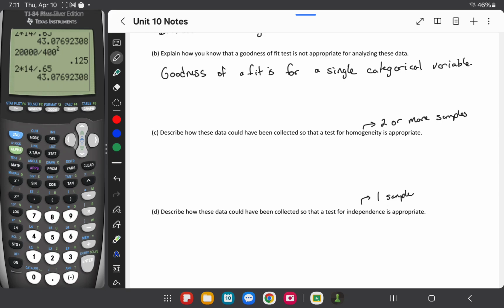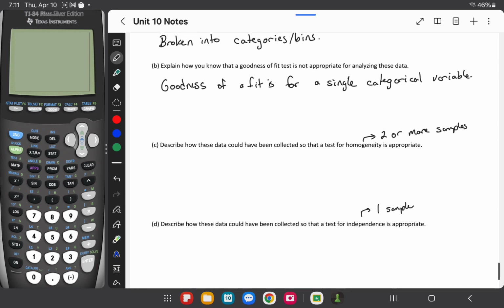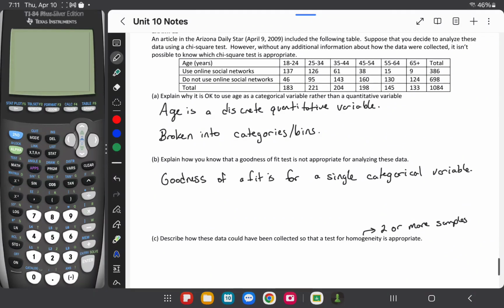So for C, describe how these data could have been collected so that a test for homogeneity is appropriate. We need to figure out how we're going to sample. Well, would it make sense to sample based on those who use online social networks versus those who do not? Well, that depends on how they wanted to do it. Could they have maybe gone online to Facebook or Instagram or somewhere and asked the age group of each of those who were on there, and then gone to maybe somewhere else and asked for people who were not using online social networks what their ages were? And sure, I think that's plausible, but I think the more probable way that you could collect the data in order to make it a chi-square test for homogeneity would be to have sampled by age.